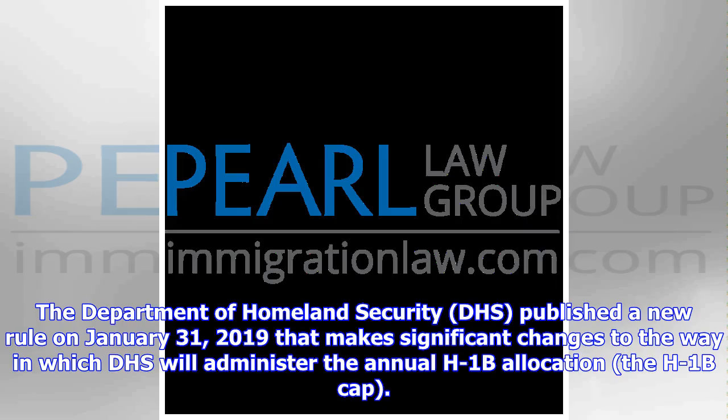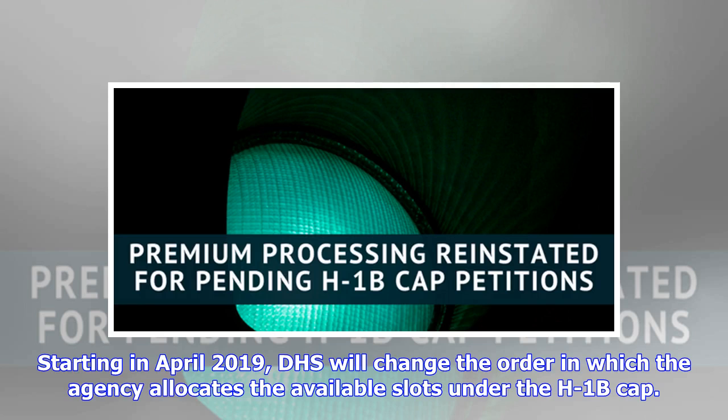The Department of Homeland Security (DHS) published a new rule on January 31, 2019 that makes significant changes to the way in which DHS will administer the annual H-1B allocation, the H-1B cap. Starting in April 2019, DHS will change the order in which the agency allocates the available slots under the H-1B cap.